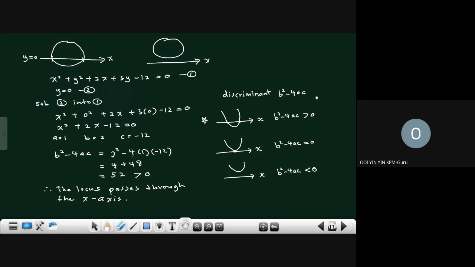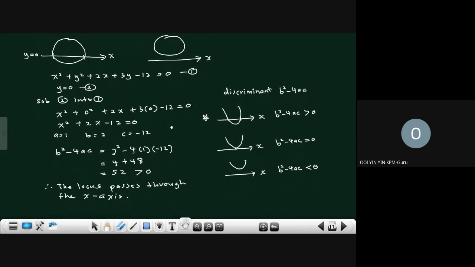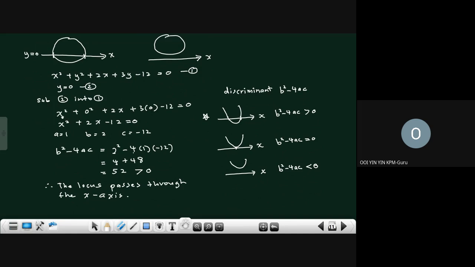So how do we do so? Okay, remember just now what we did? First, from the question, you get two equations, right? First is the equation of the locus, and the second one is the line that we want to determine whether it passes through or not. Like just now it is the x-axis, so the equation is y equals to 0. Okay, then first you substitute into your equations, and then it will come up with a quadratic equation, and from the quadratic equation you determine your a, your b, your c, and then you find the discriminant.